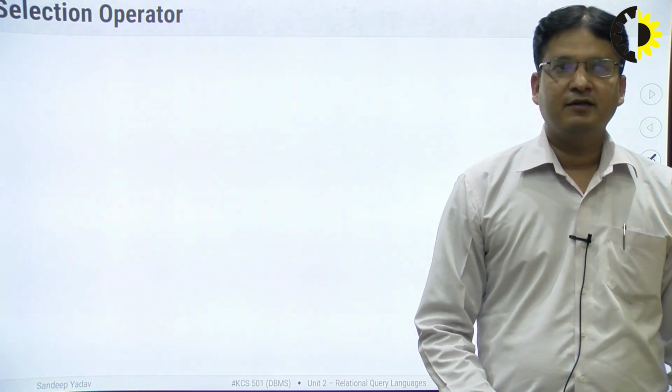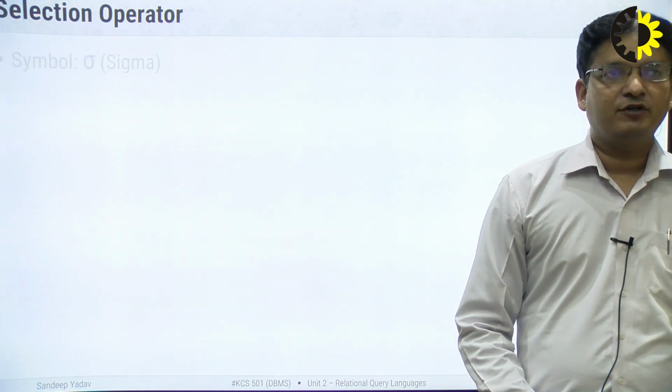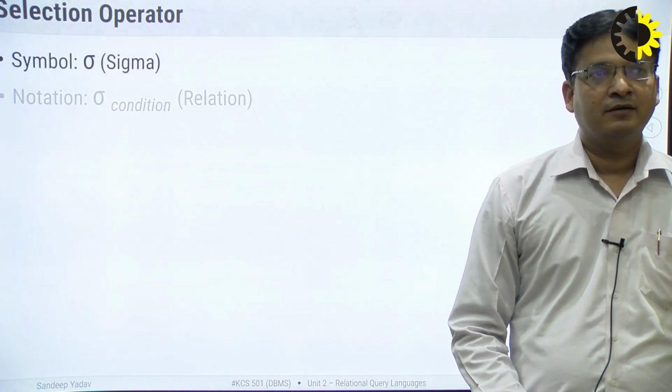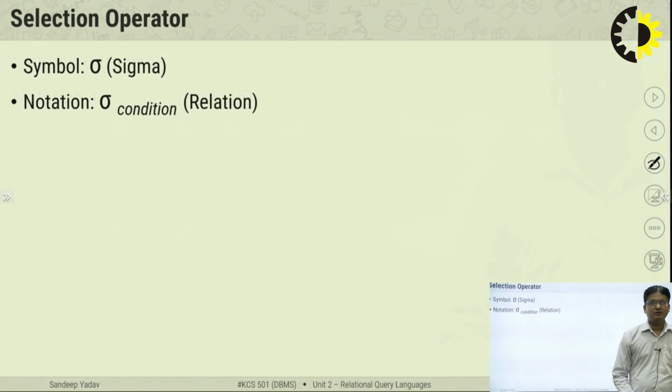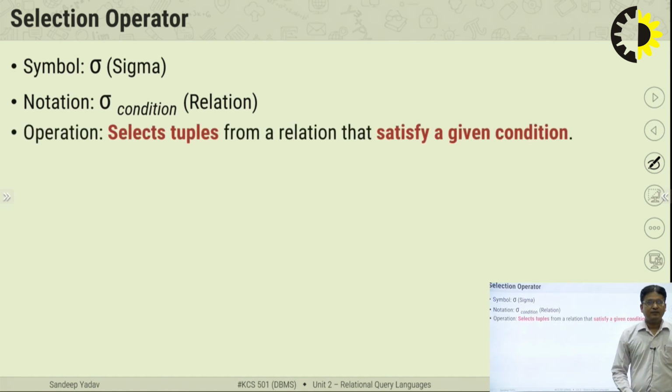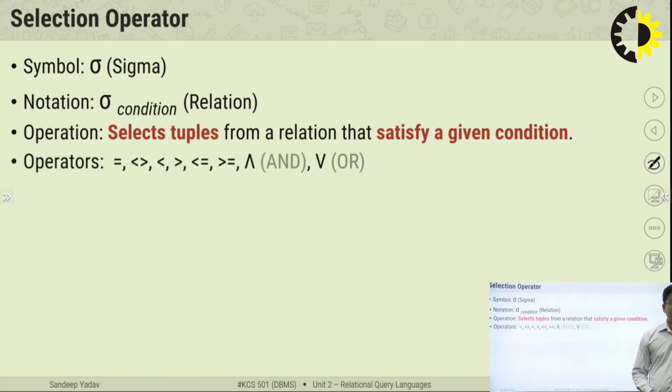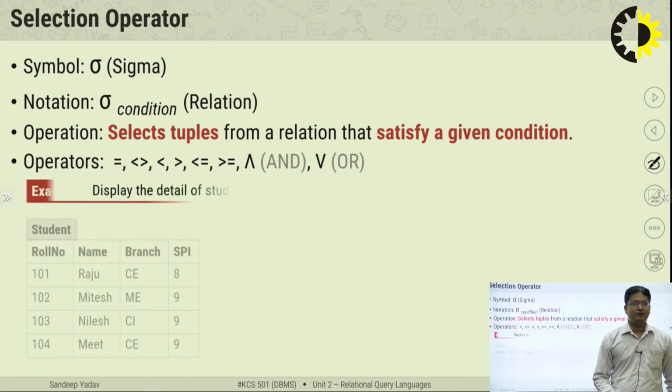Number one is the select operator. It is denoted by sigma, and the notation is sigma with the condition as subscript, followed by the name of the relation. It selects the tuples from a relation that satisfy a given condition. The operator can be any of greater than, less than, equal to, not equal to, and, or, not.